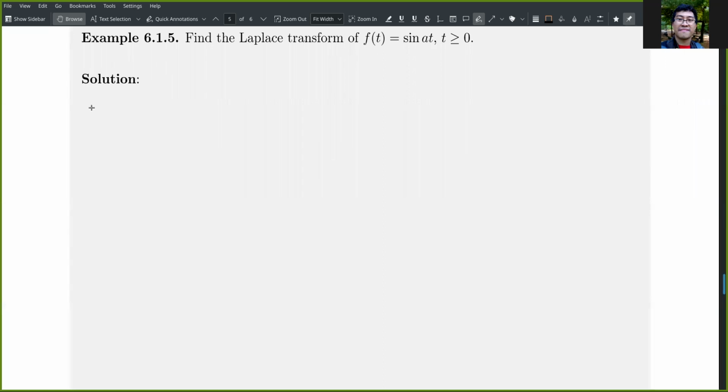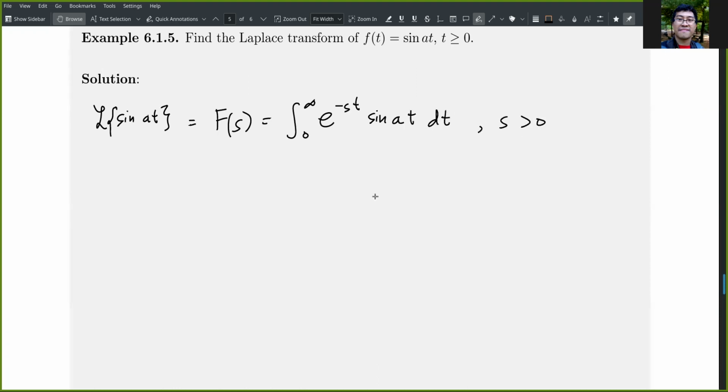One more difficult example. Find the Laplace transform of sin(at). So the Laplace transform of sin(at) is equal to F(s), which is given by the integral from 0 to infinity of e^(-st) sin(at) dt for s greater than 0. You have the limit as a approaches infinity of the integral from 0 to a of e^(-st) sin(at) dt.